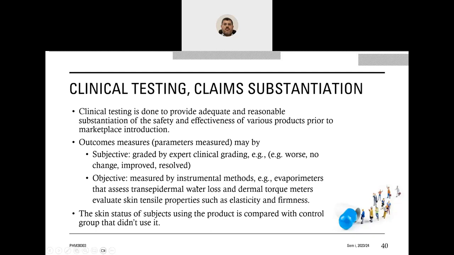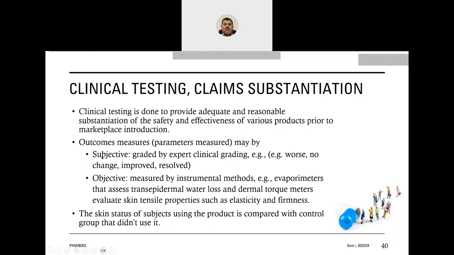So here we're talking about a skin care product, for example, keeping the skin moisture. So for example, here objective measurement, like measuring by evaporimeters that assess transepidermal water loss, and dermal torque meters that evaluate skin tensile properties such as elasticity and firmness. These devices, or instruments, will give you readings in numbers. So this is objective measurements.